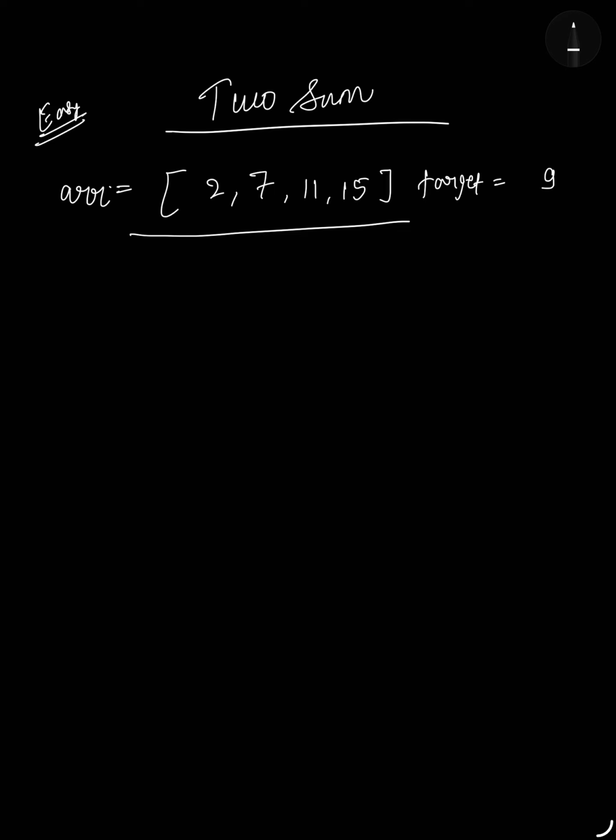The question is saying that you are given an array and a target. We have to find the indexes. Let me just write down the indexes. So this is 0 1 2 3. We have to find the pair of indexes upon summing of which we will get this target. For example, if I take the pair of index 0 and 1, which is 2 and 7, then 2 plus 7 is definitely 9. So this can be one answer, and the answer would be 0 1, which is the pair of indexes.